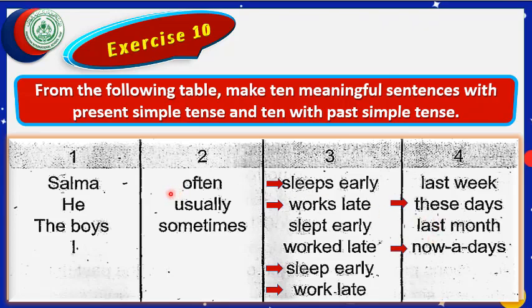For example, he usually works late. He usually works late last week. No, it will be wrong. Last week means, when we say last week, this means we are discussing something that happened in the past. And a thing that happened in the past cannot be mentioned in present simple tense. That will be mentioned in past simple tense.